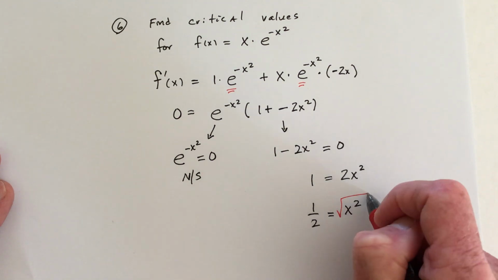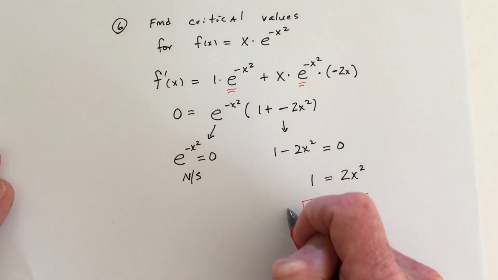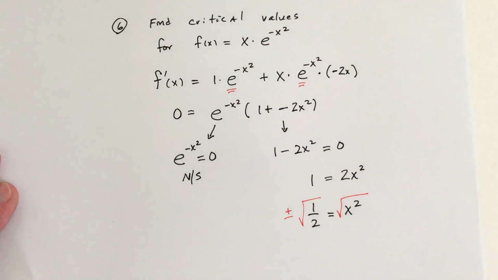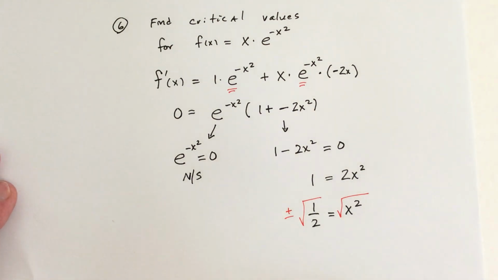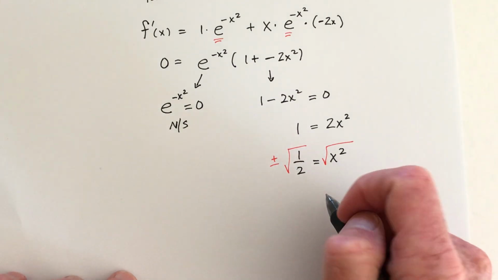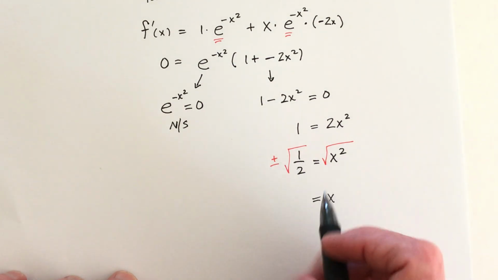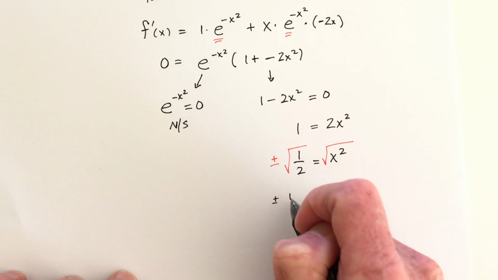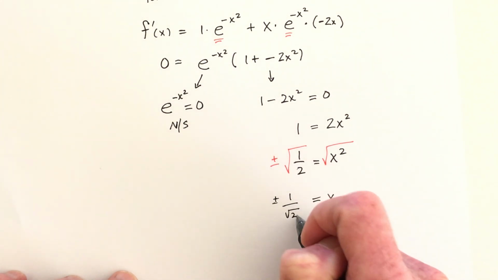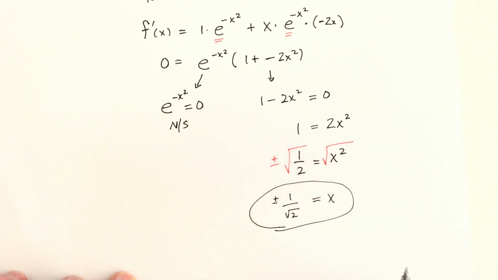And then take the square root, and there are actually 2 answers, plus and minus, the square root of a half. And then finally, x equals, well, the square root of 1 is just 1, so on top it's basically just 1, and on the bottom it's square root of 2, and there are the critical values.